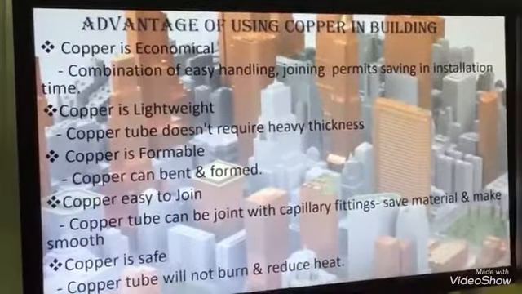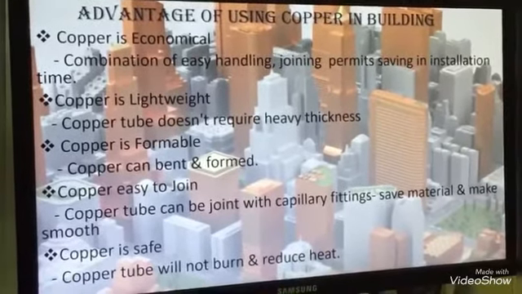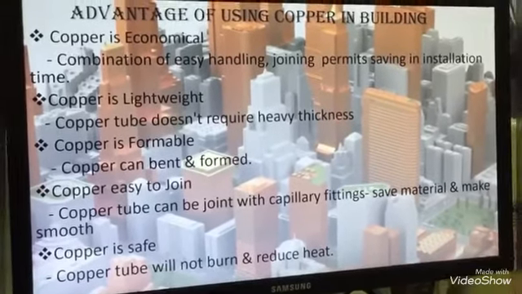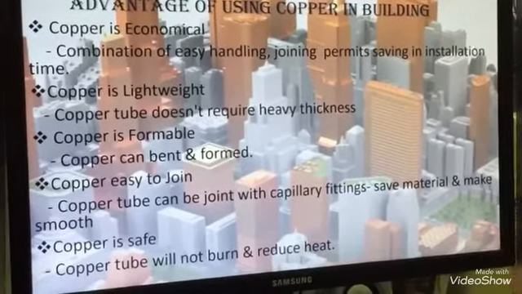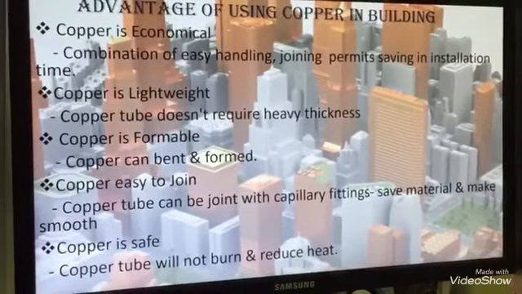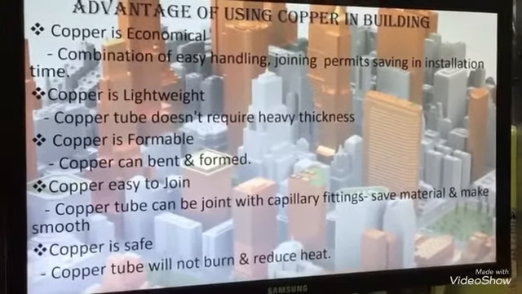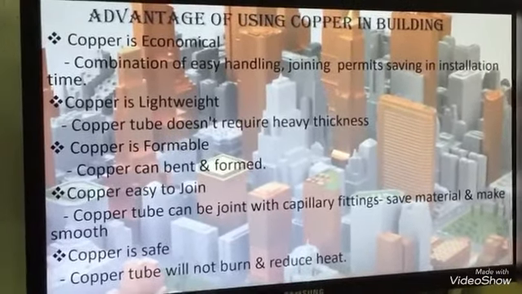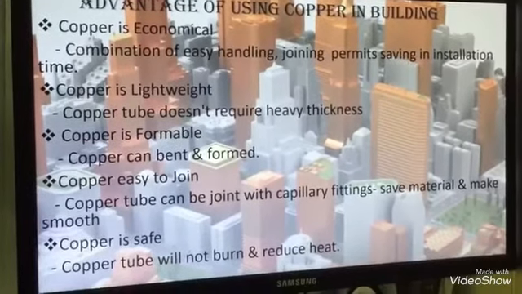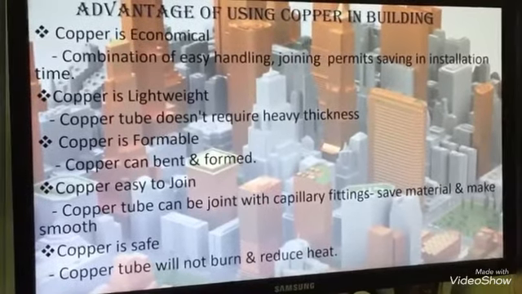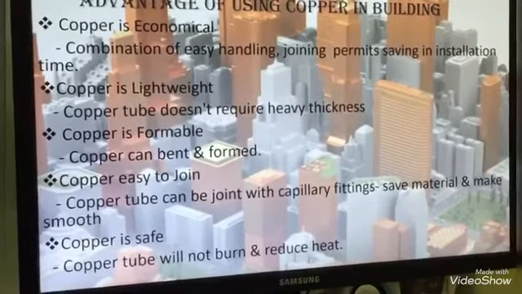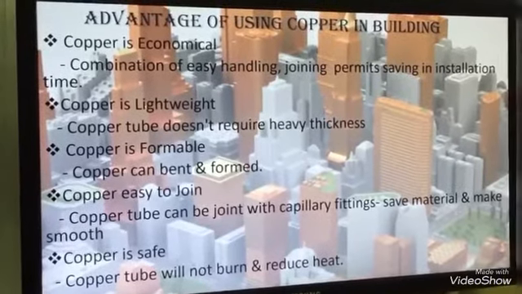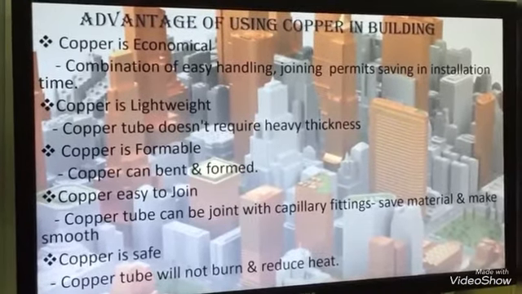The next slide is the advantages of using copper in buildings. The first advantage of using copper as a material in our building is that copper is economical. That means copper is a combination of easy handling, joining, and saving installation time, because it does not take much time to install. The second is that copper is lightweight. Normally, the copper tube does not require heavy thickness or weight. It normally comes in a lightweight form.